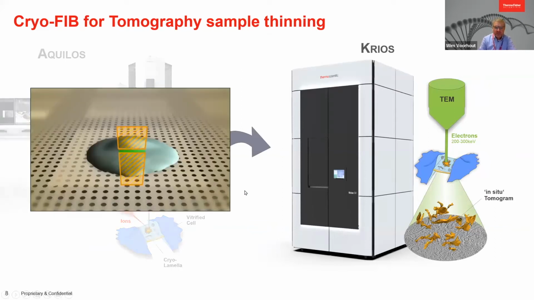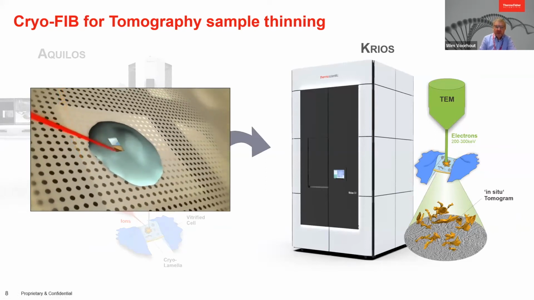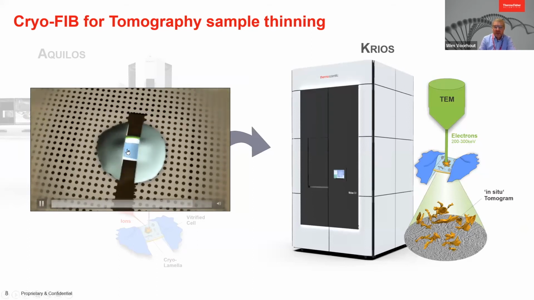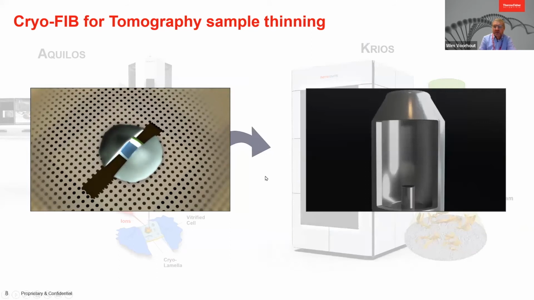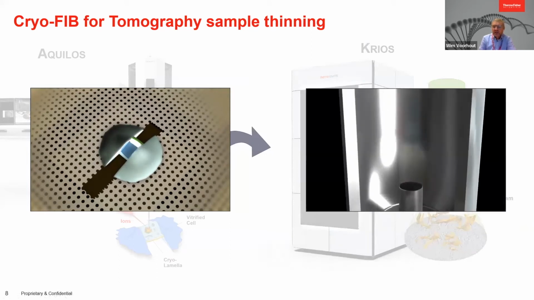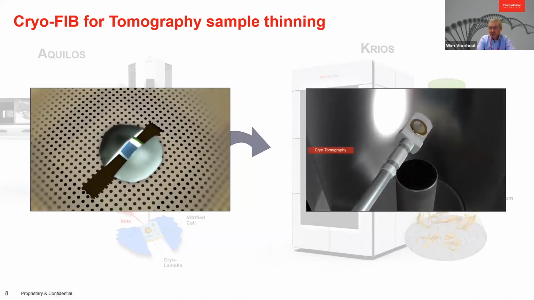So that looks like this. You define a window, and then with the gallium beam, you ablate material from your cell until you're left with a thin lamella, which is still held by the remainder of the cell. And typically you aim at a thickness of 150 to 200 nanometers. Then that sample is transferred to the electron microscope, and there you can collect your tilt series.